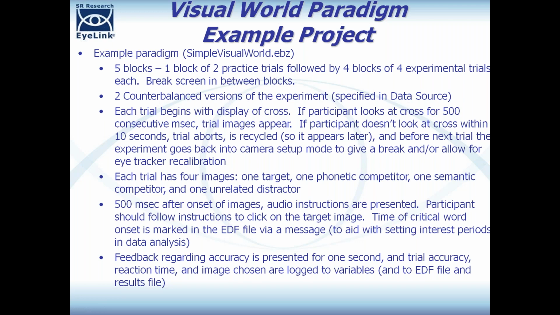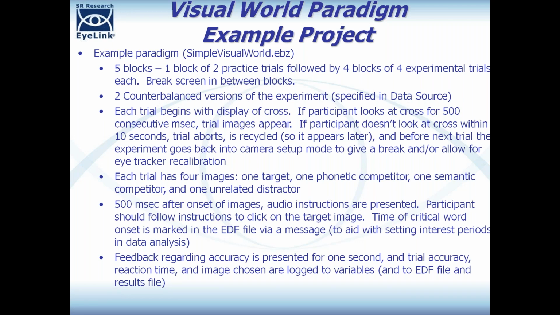And while the audio is playing back, behind the scenes, Experiment Builder would send a message to the data file at the time of the critical word onset. That happened because we set up the experiment to do that behind the scenes. You'll have to figure out the millisecond time point in each audio file at which the critical word is spoken, and put it into the data source of the project. That will allow you to send a message to mark the time when the critical word is spoken. And we're going to use that to set an interest period today. And then in this case, the participant got a little bit of feedback.